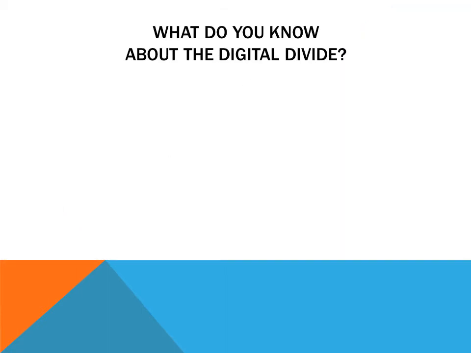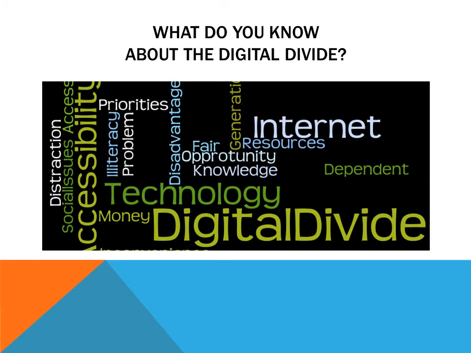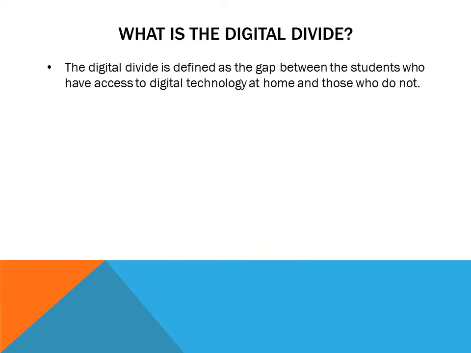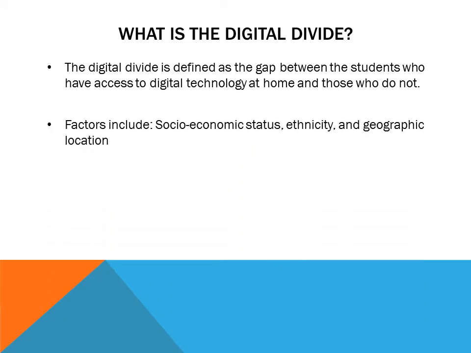So what do you know about the digital divide? Well, the digital divide is defined as the gap between the students who have access to digital technology at home and those who do not. And oftentimes, this gap is not just those who have access, but it also includes those who may have access but choose not to use it. Factors include socioeconomic status, ethnicity, and geographic location. And as we go on, we'll explore more about what exactly the digital divide is caused by, going beyond these factors as well.